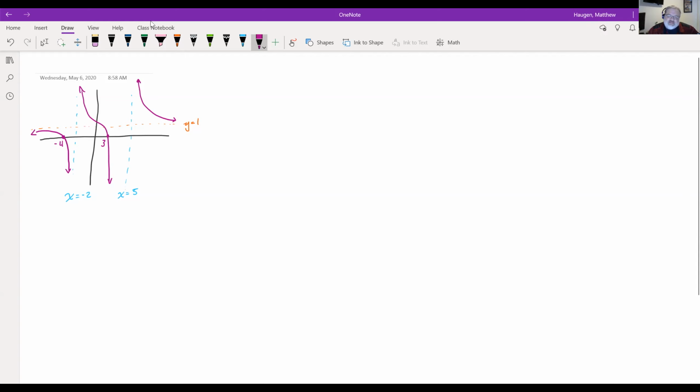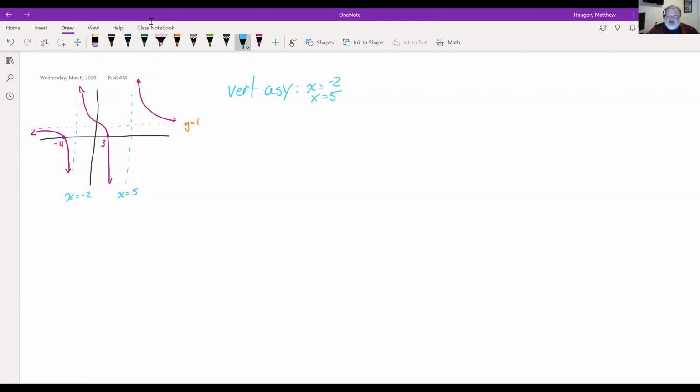Now we don't know what this y-intercept is, and right now I'm actually not going to worry about that y-intercept. We're just going to worry about the x-intercepts and vertical asymptotes. So we have our vertical asymptotes at x equals -2 and x equals 5.